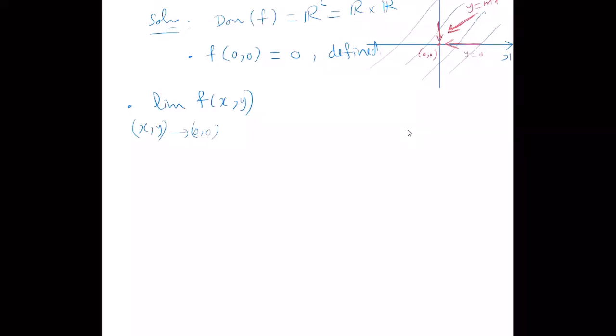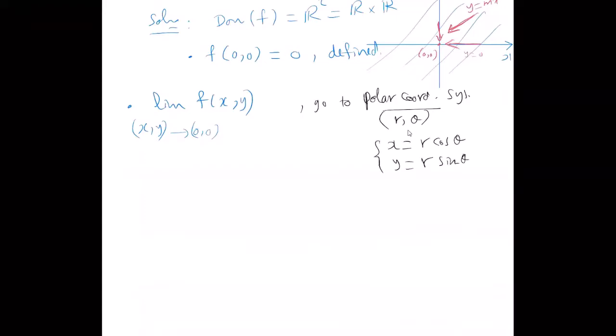Change into the polar coordinate system, which is r and theta, where x equals r cosine theta and y is r sine theta. And from this, x squared plus y squared will be r squared. And this will be enough, I think. Let's try this.